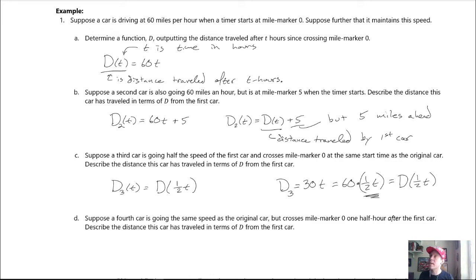We can think that this car's distance traveled is going to be half that of the original car, but we're interpreting it in terms of speed, not half the distance. So because it says that it's half the speed, I want to think of it as this car has traveled like half the amount of time as the original car.